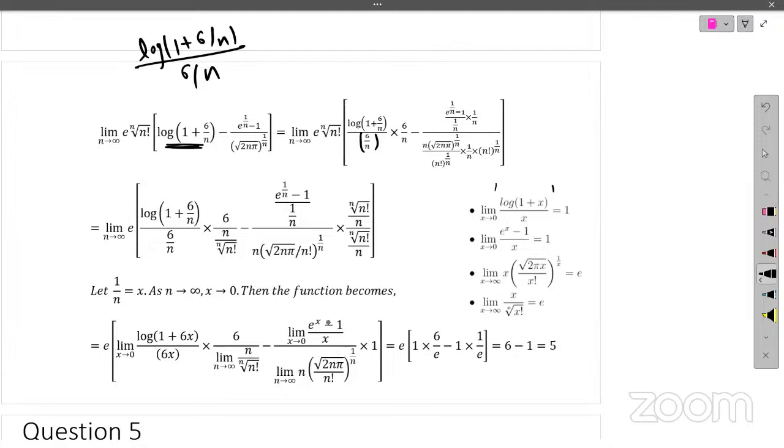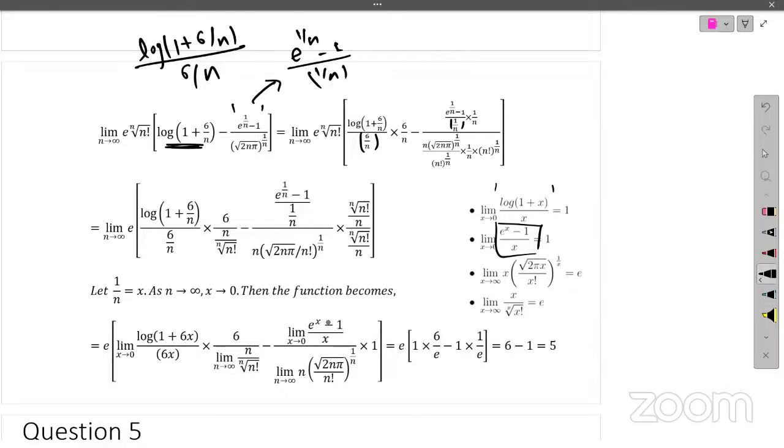Now in the second part, e to the power 1 by n minus 1 is given to us, and the required form is e to the power x minus 1 upon x. So here also we convert it into e to the power 1 by n minus 1 upon 1 by n. Again we multiply and divide by 1 by n.